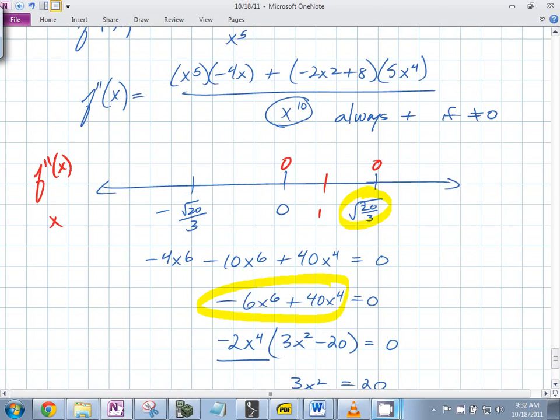It says negative 4x to the 6th minus 10x to the 6th. Wouldn't it be 16? Oh, you're right. Yes, you're correct. This should be 16. Does everybody see that? Does this make our answer a little bit nicer?